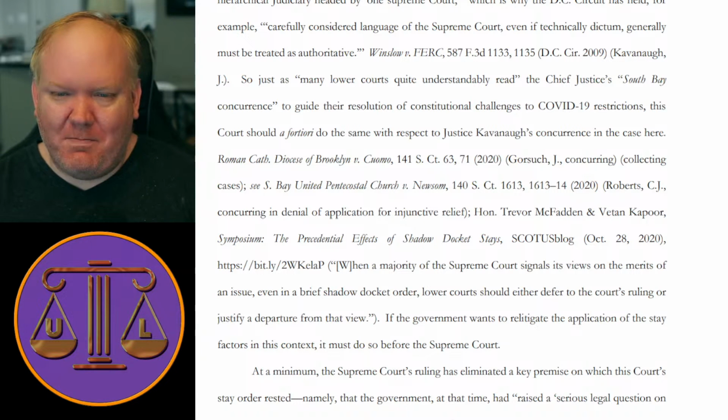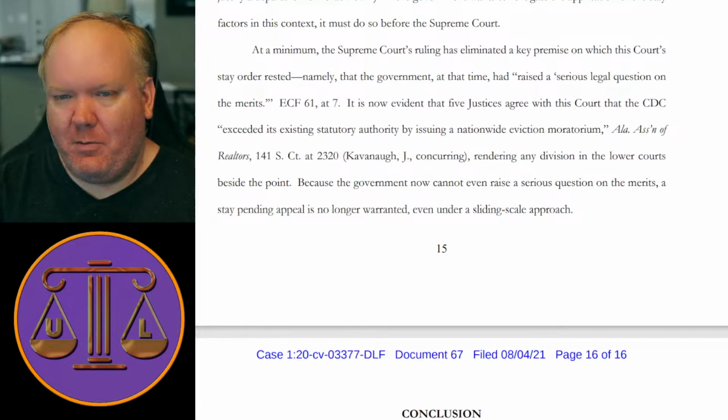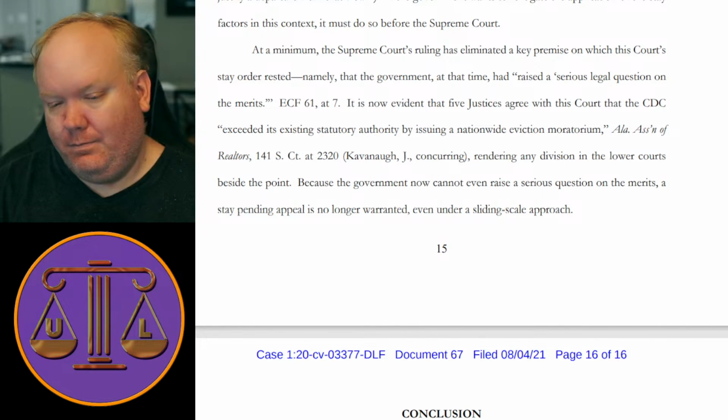So just as many courts quite understandably read Chief Justice Roberts's concurrence to guide resolution of constitutional challenges to COVID-19 restrictions, this court should a fortiori do the same with Kavanaugh. At a minimum, the Supreme Court ruling has eliminated a key premise on which this court's stay order rested, namely that the government at the time had raised serious questions on the merits. That's now gone. It's now evident that the CDC exceeded its authority. Because the government cannot even raise a serious question on the merits, a stay is no longer warranted even under a sliding scale approach.